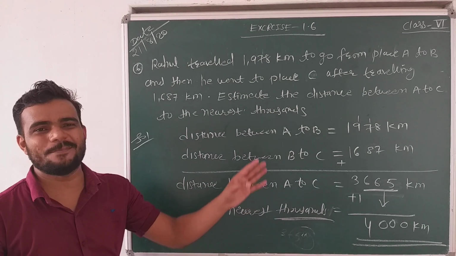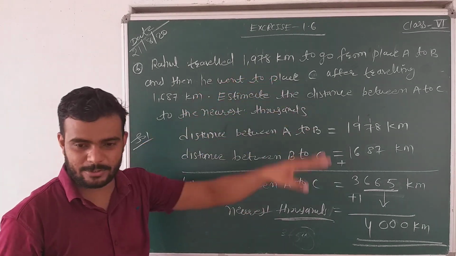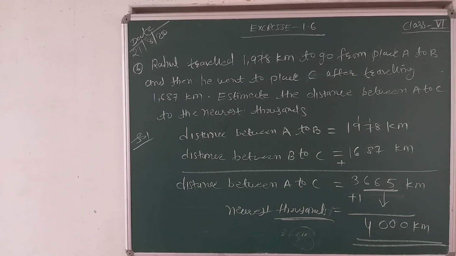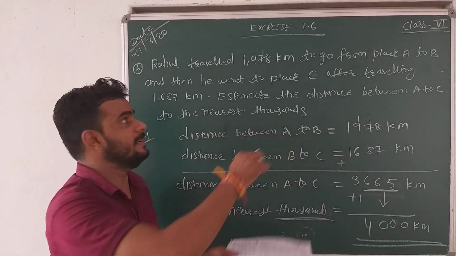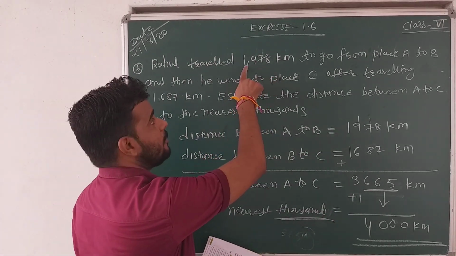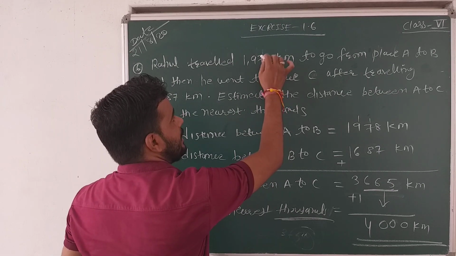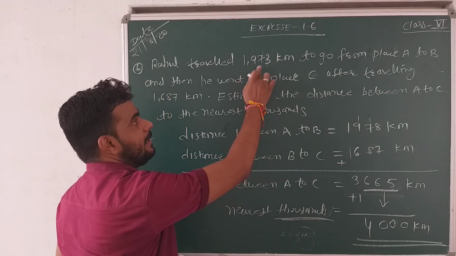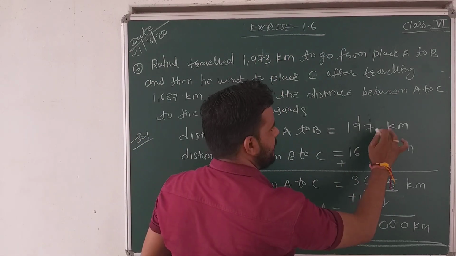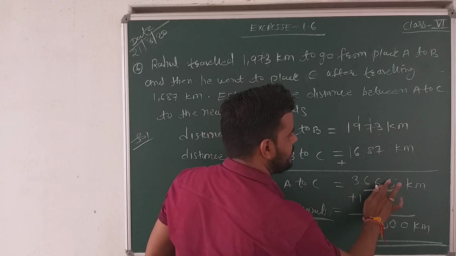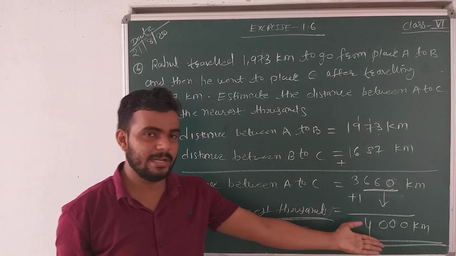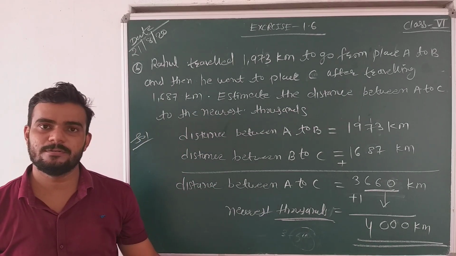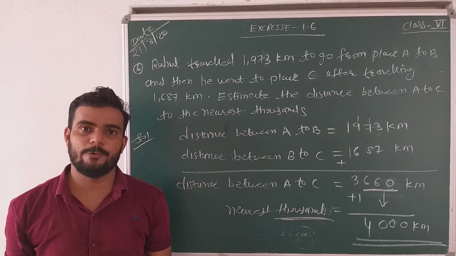Okay, sorry, a mistake happened in the book. Just wait, I will see. In the book there is written 1973, but I wrote 1978, so you correct it. 1973, so here also 3, so 7 plus 3 is 10, 0 will come here. There is no difference, finally the answer will remain the same, 4000. Okay, any doubt? So take the screenshot and write in your notebook.